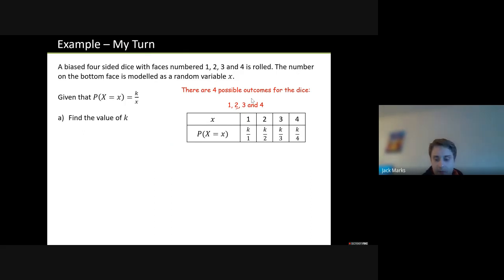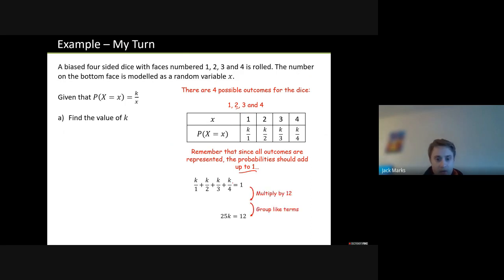So how does that help us? Well, we know something about the sum of these probabilities. The sum of these probabilities should be 1 because nothing else can happen. The sum of all of the mutually exclusive outcomes, or mutually exclusive events, is 1. So if we do this one here, you can see that we will be able to solve what k is. The easiest way is to multiply them all by 12, the LCM. You get k equals 12 over 25. So, find the value of k.